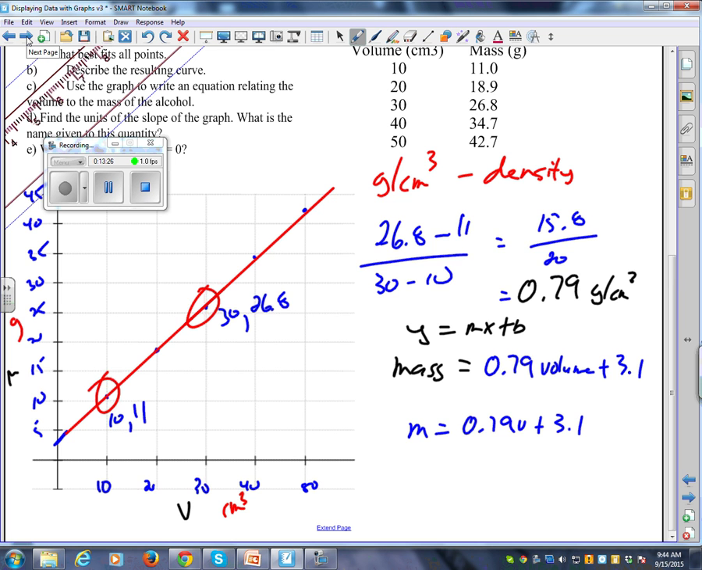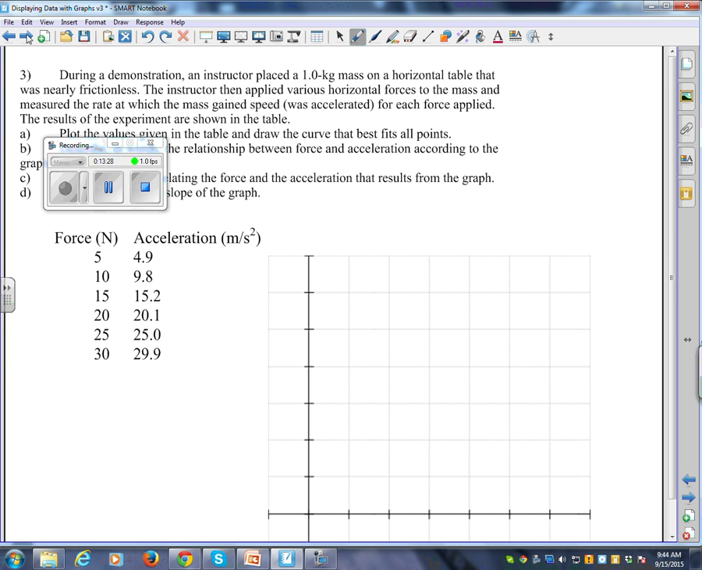Now, does all that help you with number 3, do you think? No? Five more minutes for number 3? Six, and we've got five more minutes for number 3.